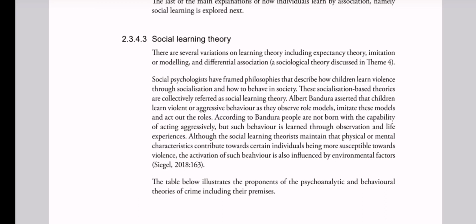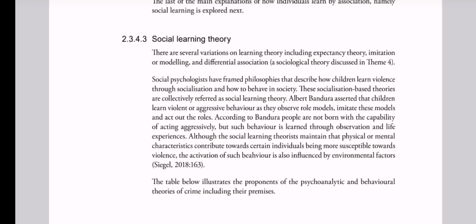Social learning theory. There are several variations of learning theory, including expectancy theory, imitation or modeling, and differential association, a sociological theory discussed in theme 4. Social psychologists have framed philosophies that describe how children learn violence through socialization and how to behave in society. These socialization-based theories are collectively referred to as social learning theory.